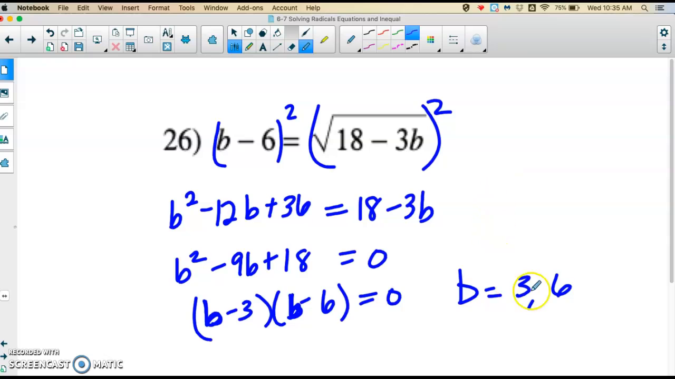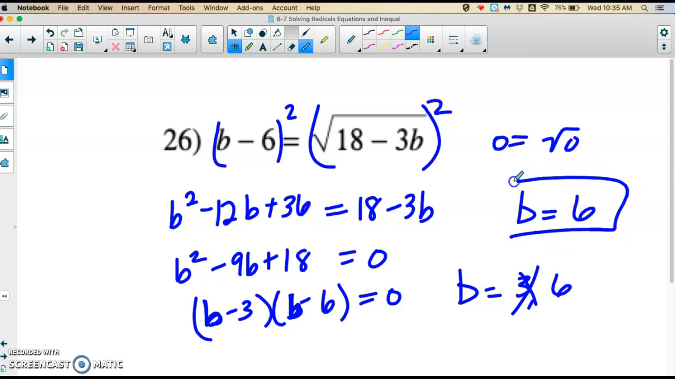Does 3 work? No, 3 does not work because we end up with 3 minus 6, that's a negative 3. And again, we're taking the principal root. So with 6, if we plug that in, it's going to be the square root of 0. It can equal 0, that's totally fine. So we end up with b equaling 6.